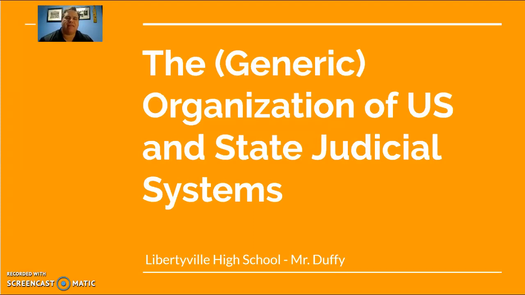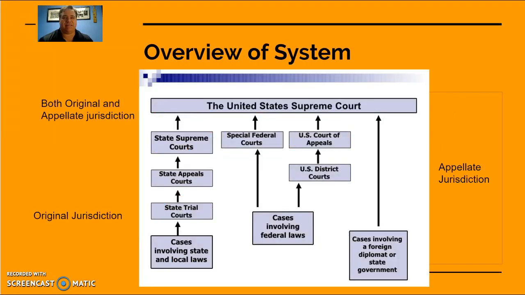Hey class, today I'm going to review for you a generic organization of the U.S. and state judicial systems. This is, again, a generic review necessarily, because there's 50 different states in America, each with some unique takes on their organization of their judicial system. And then there's the national judiciary, which has a specific organization that we're going to review. This chart is an overview of the entire judicial process.